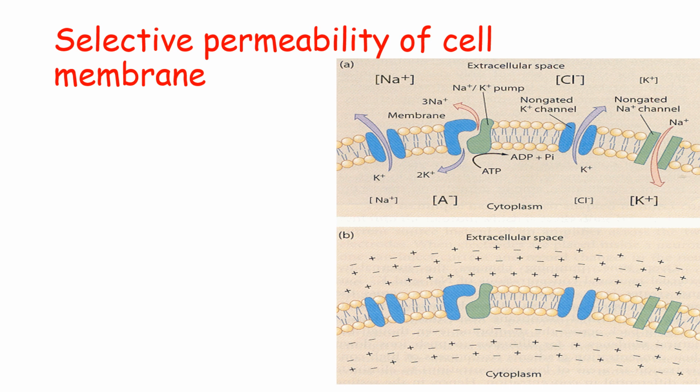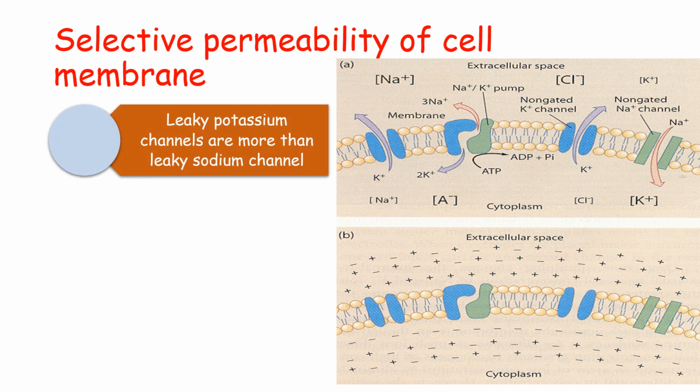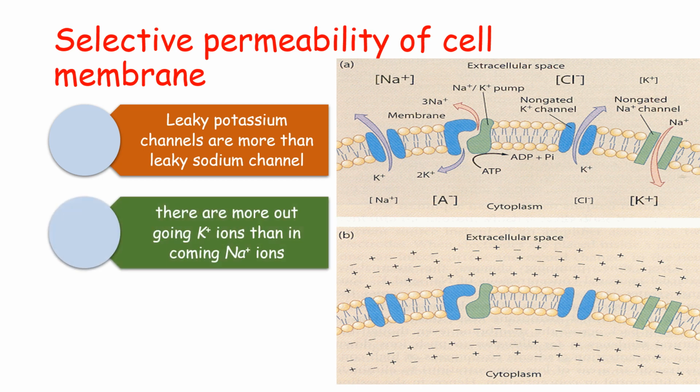So you can also see in this diagram that the number of potassium leaky channels, depicted in blue, is more than the number of sodium leaky channels, which are green. And as I said, these channels are non-gated channels. So if the potassium leaky channels are more than the sodium leaky channels, what will happen? More potassium will leak outside the cell as compared to the influx of sodium.